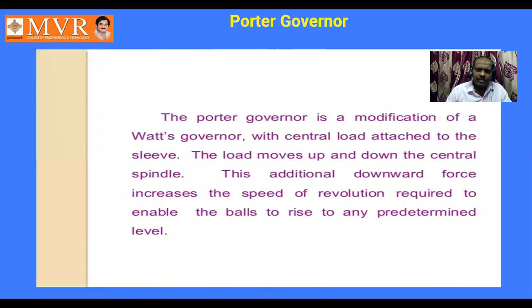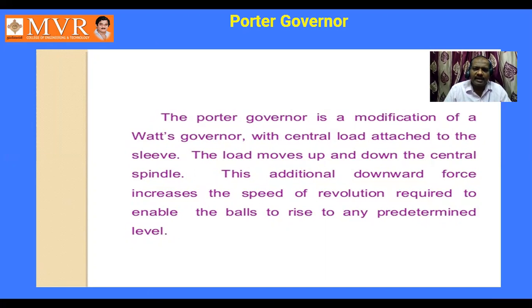Let us have the Porter governor. The Porter governor is a modification of a Watt governor with the central load attached to the sleeve. The load moves up and down the central spindle. This additional downward force increases the speed of revolution required to enable the balls to rise to any predetermined level. What is the first difference? In the Watt governor, there is no dead weight at the sleeve position. So we add some extra dead weight to bring stability to the governor.